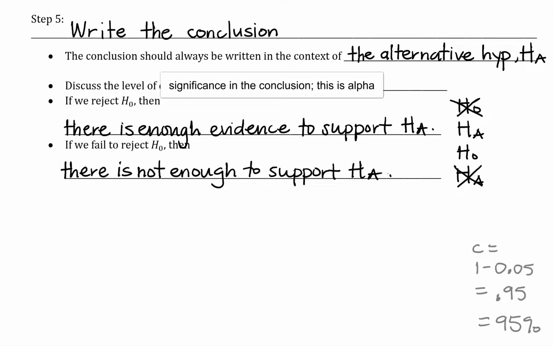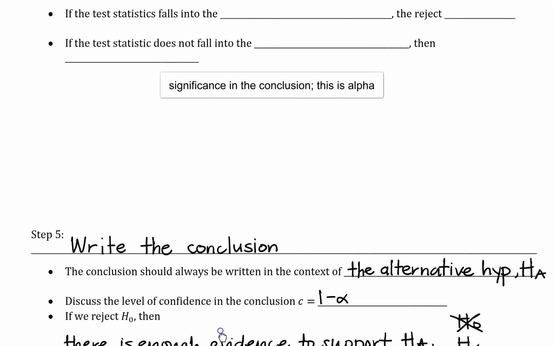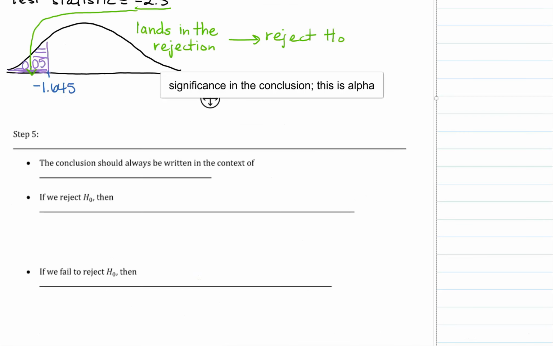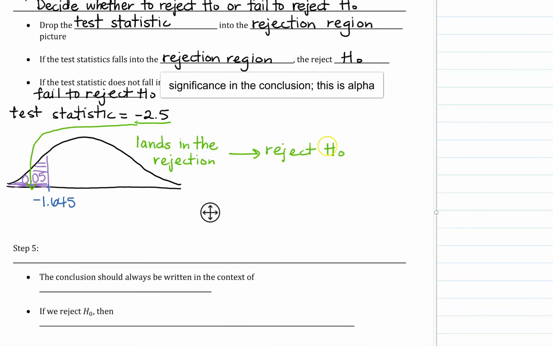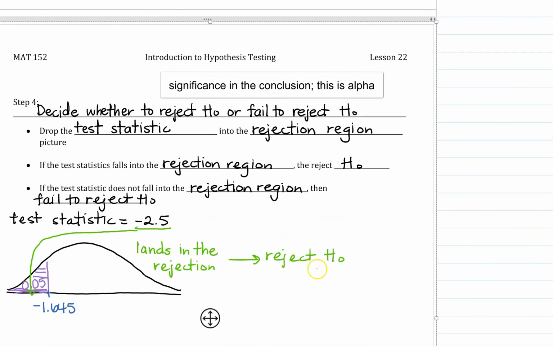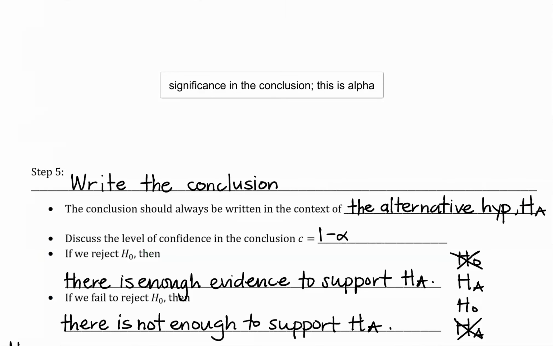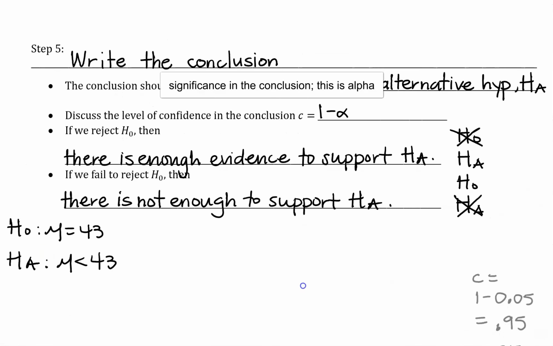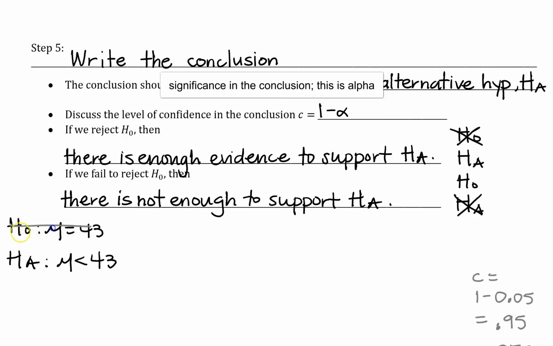So for the conclusion for scenario 1, I'll remind you that our HO was that mu was equal to 43. Our HA was that mu was less than 43. Let's scroll up to step 4, where we made the decision to reject the null hypothesis. In step 4, we made the decision to reject HO. So we rejected HO, so I'm crossing HO out. So we're looking at this bullet point here.